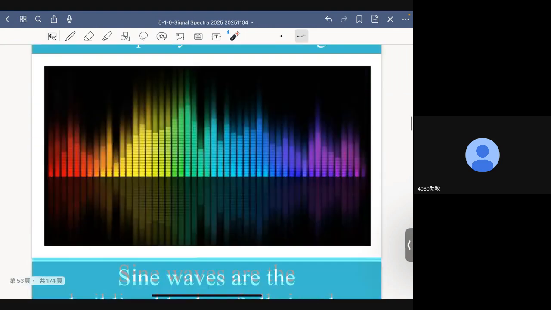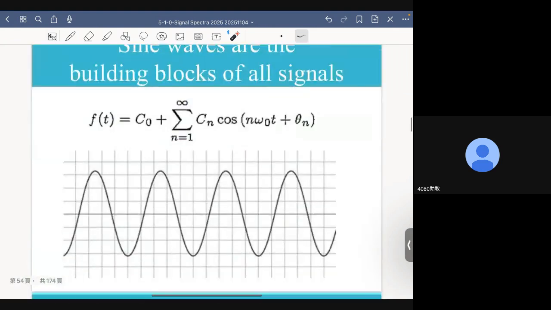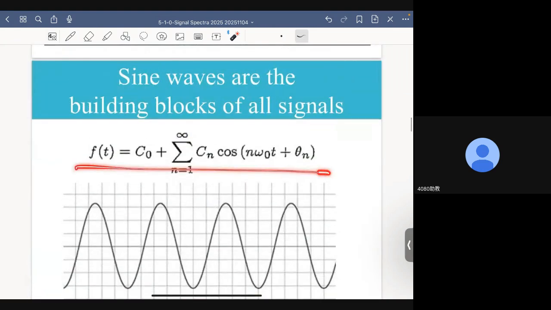Now, let's go back to this representation. One of the reasons we like this representation is that it is physically meaningful. Let's first look at the heading of this slide: sine waves are the building blocks of all signals.